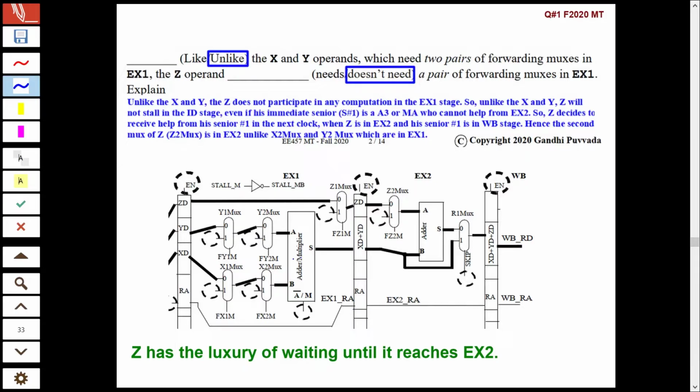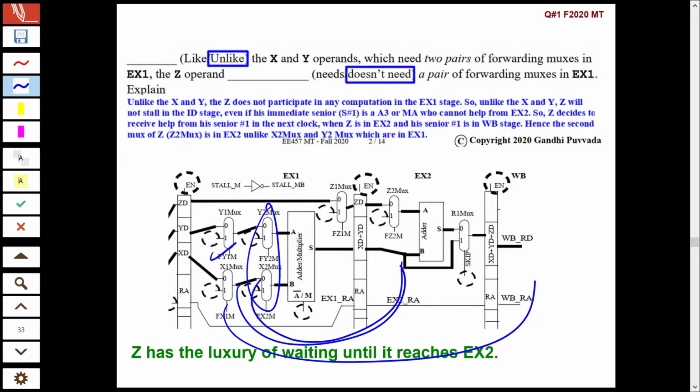While you, dependent on him or possibly him also, need a pair of multiplexers for the closer guy to help, and another pair of multiplexers slightly far off on the left to be used by the less significant senior, who is senior number 2. Okay.